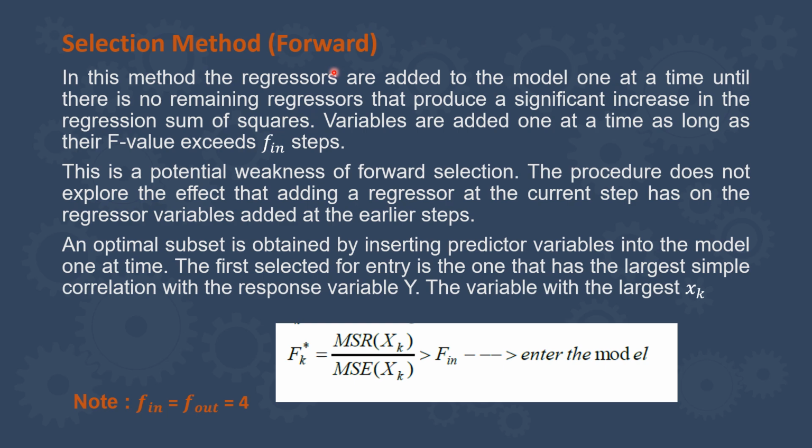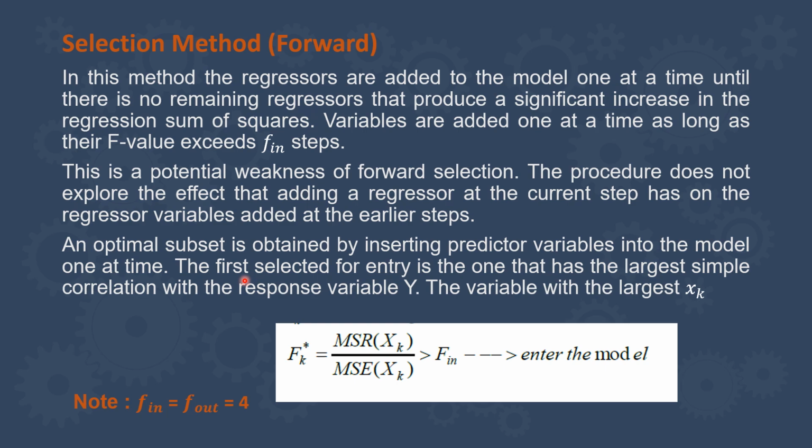model. So again, in this method, the regressors are added to the model one at a time until there are no remaining regressors. So let us see how this forward selection works. Before that, in forward selection, we also use a criterion similar to the F out in backward selection just now, but we use the F in. So basically the value is the same, F in and F out. We typically set it as 4. So let us see how this forward selection works.